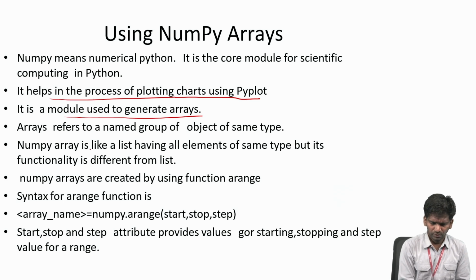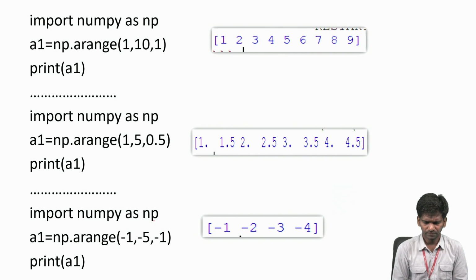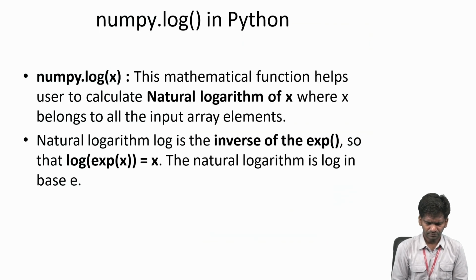Like that, having all elements of the same type, but its functionality is different from the list. This is the syntax. This we have seen previously, right? This is all about creating arrays.